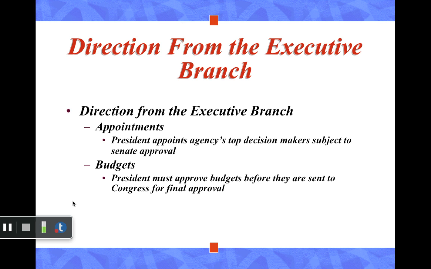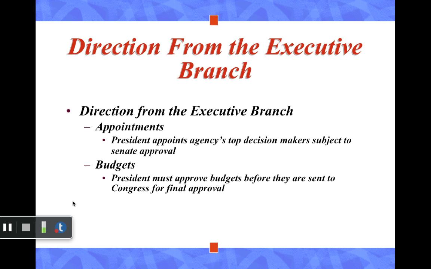But they only have a limited number of years to do something, and so they try to target what they want to do philosophically with the brief time that they'll have in charge of an agency. And so this is a very powerful tool that the executive branch has in terms of appointing people who are going to be running the agencies.